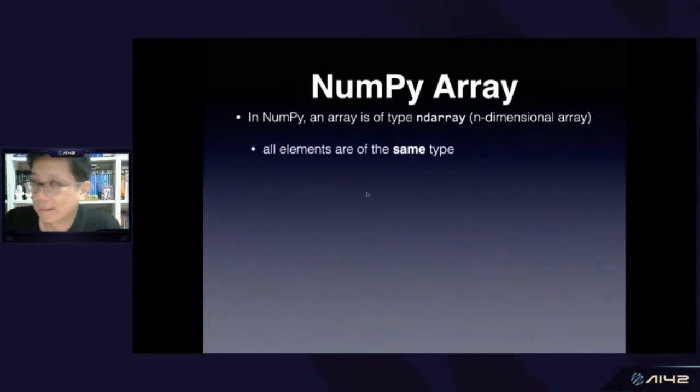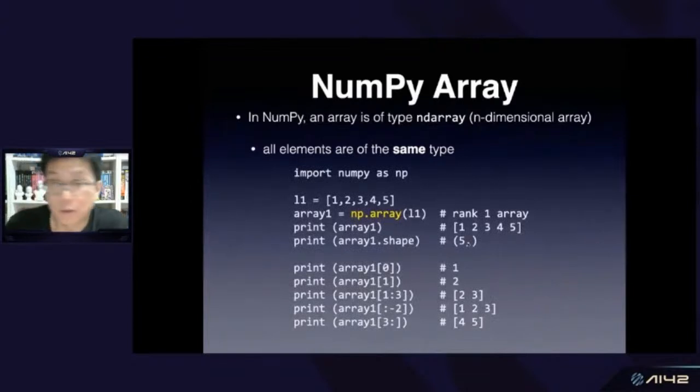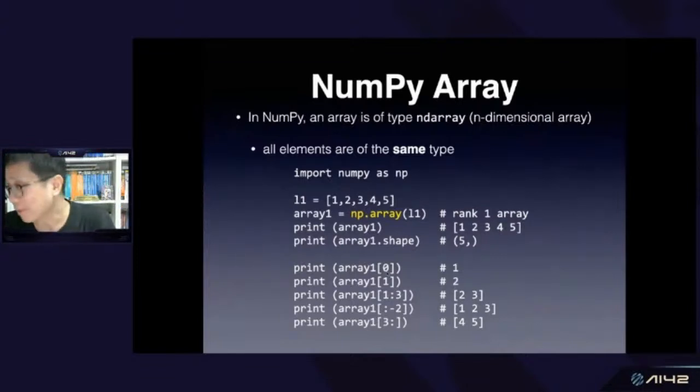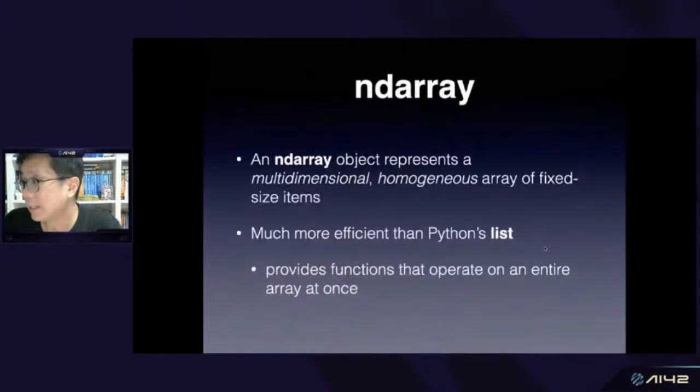Like I mentioned, in Numpy, an array is of type ndarray, and they are all of the same type. So consider this example where I have a list L1, 1, 2, 3, 4, 5, and I can convert this into a Numpy array. So with np.array, I can convert this list into an array, and once I have converted this into an array, I can print out the shape. Numpy arrays can be single dimensional, multi-dimensional, 2D, 3D, 4D, as many dimensions as you need. And the nice thing about this is that it works just like a list. You can access each individual element using its indices, or you can perform slicing on a Numpy array. So the conclusion is an ndarray is much more efficient than Python's list, and it also provides functions that operate on an entire array at once.